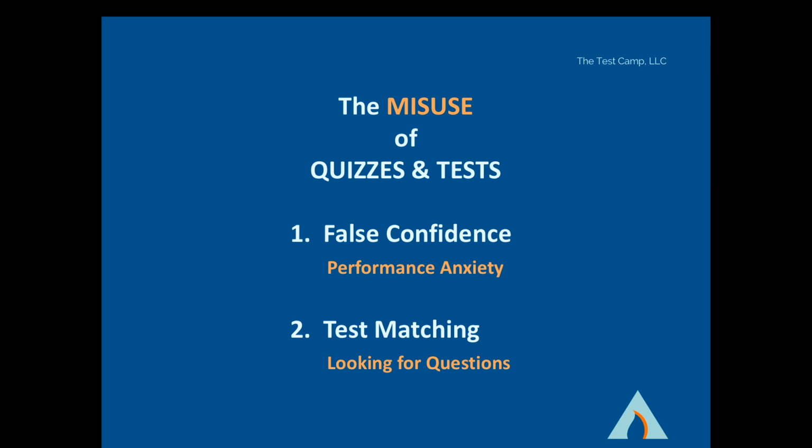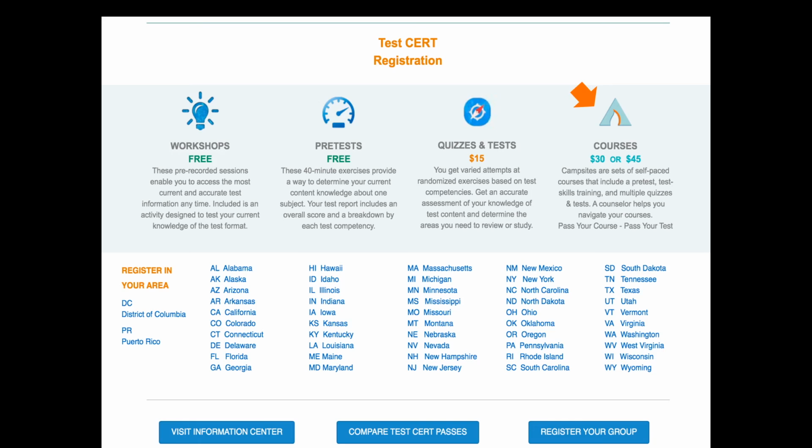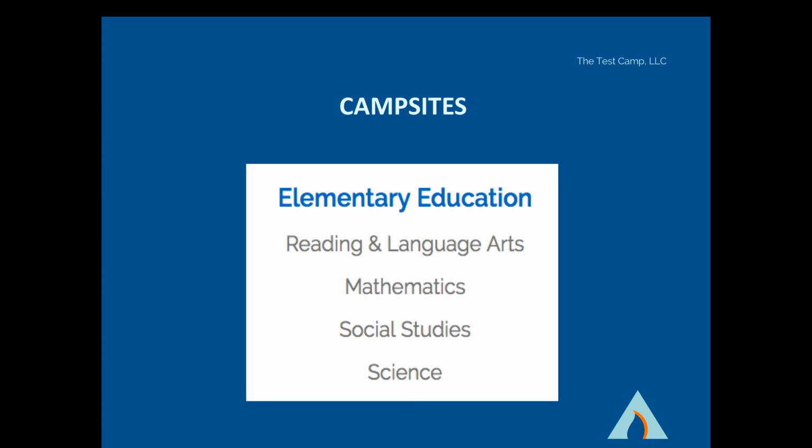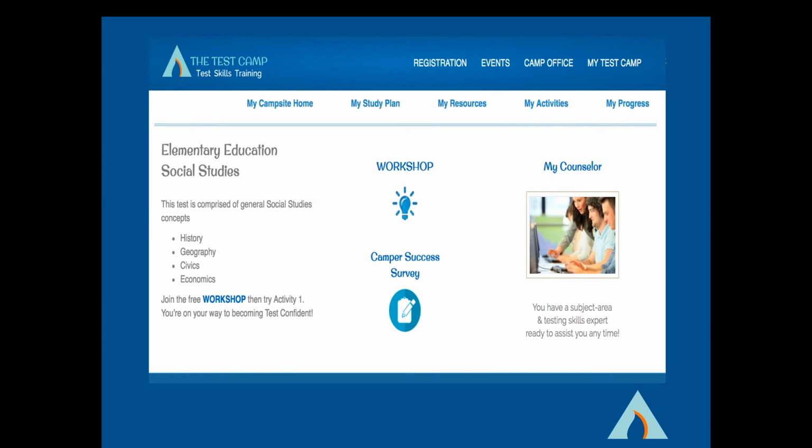All right, so that's the quizzes and test training option. The most popular program here at the test camp is the courses. There are 30-day courses and 90-day courses like we talked about before, and these are called campsites. They include every subject that's on the test. Here's an example of a campsite home. This one happens to be for social studies. When they get a course, they get the workshops, the pre-test, the quizzes and tests, and a whole set of test skills training activities.